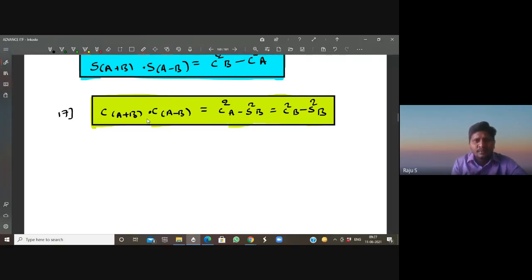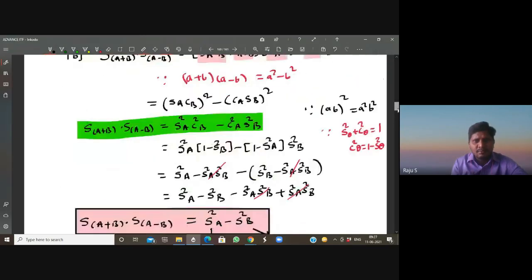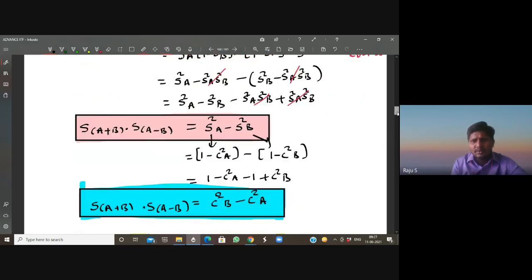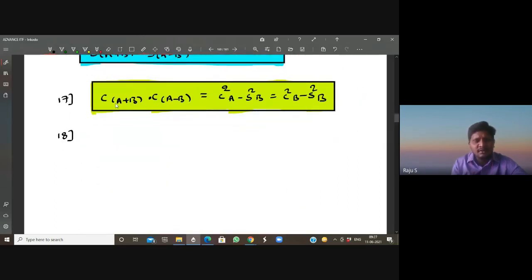This is the formula for cos(A+B) into cos(A-B). Substitute and simplify later, and we are going to get this. This is one kind of formula, like sin(A+B). Here the tan(A+B) into tan(A-B) is not required, right students?